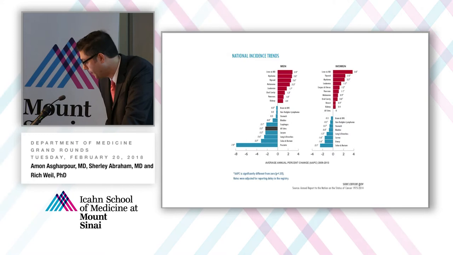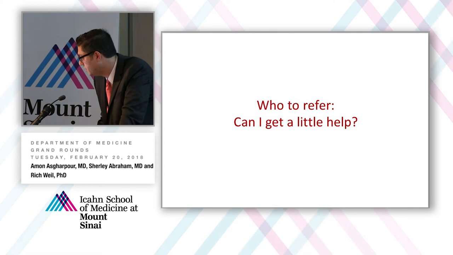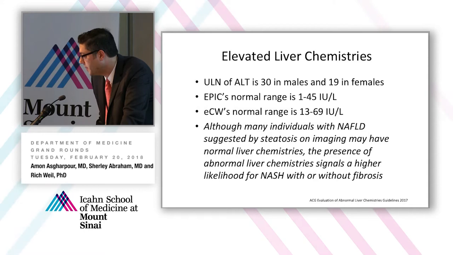So who to refer? Patients who have elevated liver chemistries should be worked up. This slide tends to surprise people. The upper limit of normal of ALT is actually 30 in a male and 19 in a female. In our Epic computer system, it says that 45 is the upper limit of normal.